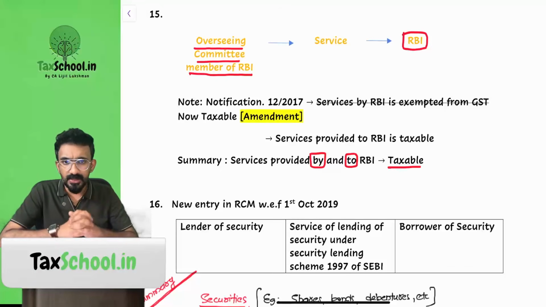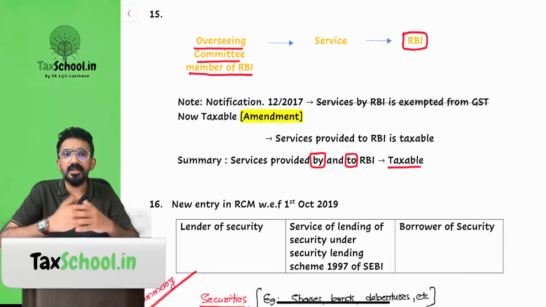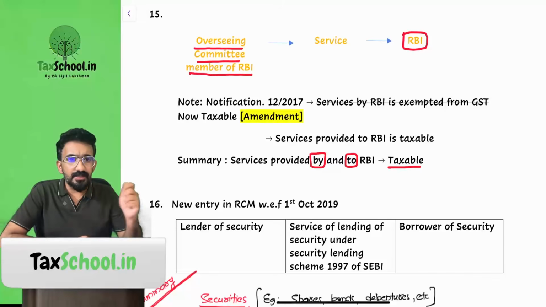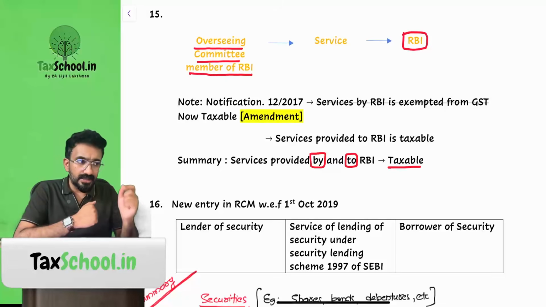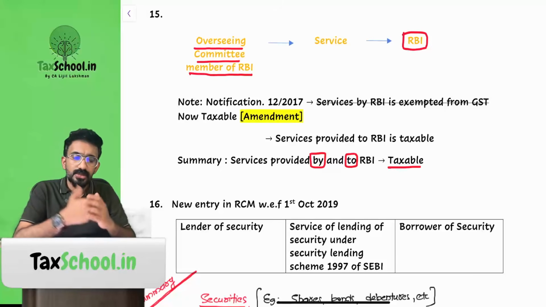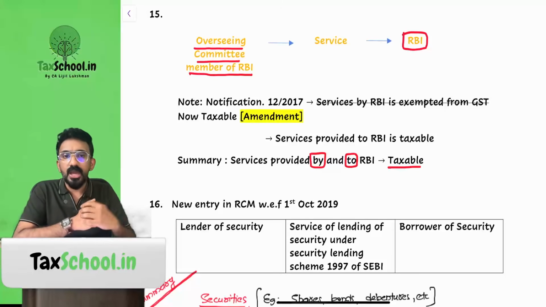An overseeing committee was set up by RBI, and they provide services to RBI by sitting in the meeting and reviewing the credits, and they will give the bill to RBI. The question is, say for example, there are 5 members in the overseeing committee. Every time they sit for a meeting, each is paid 1 lakh rupees. These people are not employees of RBI, so these are taxable. Now the next question: should the overseeing committee member pay GST or should RBI pay GST? They said RBI will pay under reverse charge.